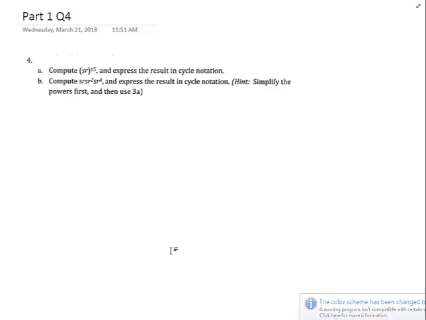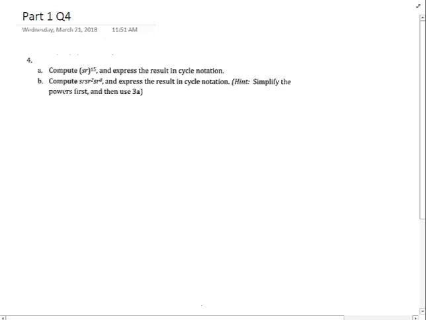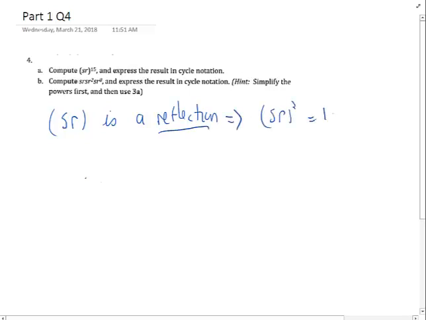All right, question 4. It says compute SR to the 15th and express the result in cycle notation. Now, again, this requires some knowledge of dihedral groups. We know SR to the 15th. SR is a reflection or flip. So that tells me what? That tells me that SR squared is equal to the identity.